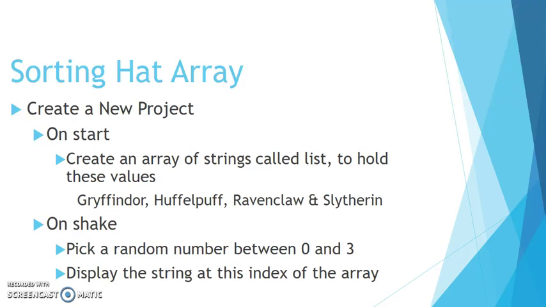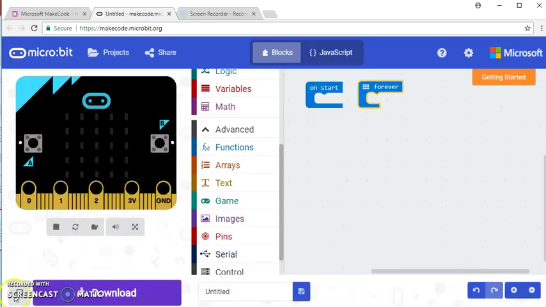And then what we're going to do, once we've set up our array and initialized it, given it the values, when the microbit is shaken, we're going to pick a random number between 0 and 3, and then we're going to display the string at this index of the array. So this will make our sorting hat code much, much tidier, so we won't have to have all of those if statements within there. So we'll just go to makecode.com now and create this project.